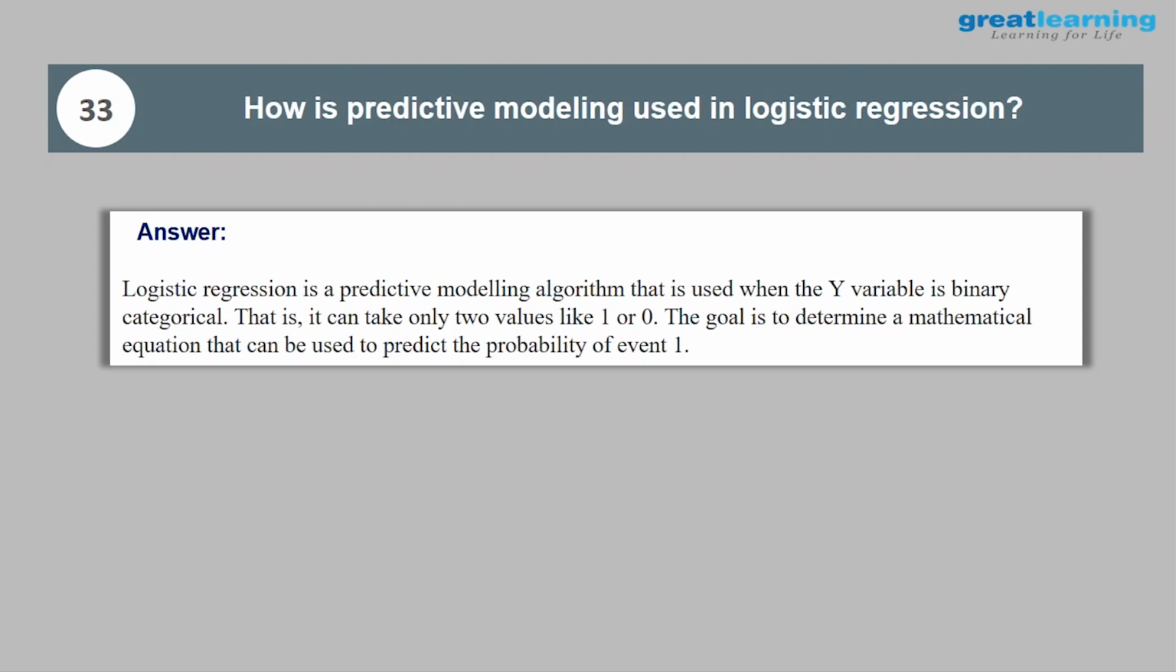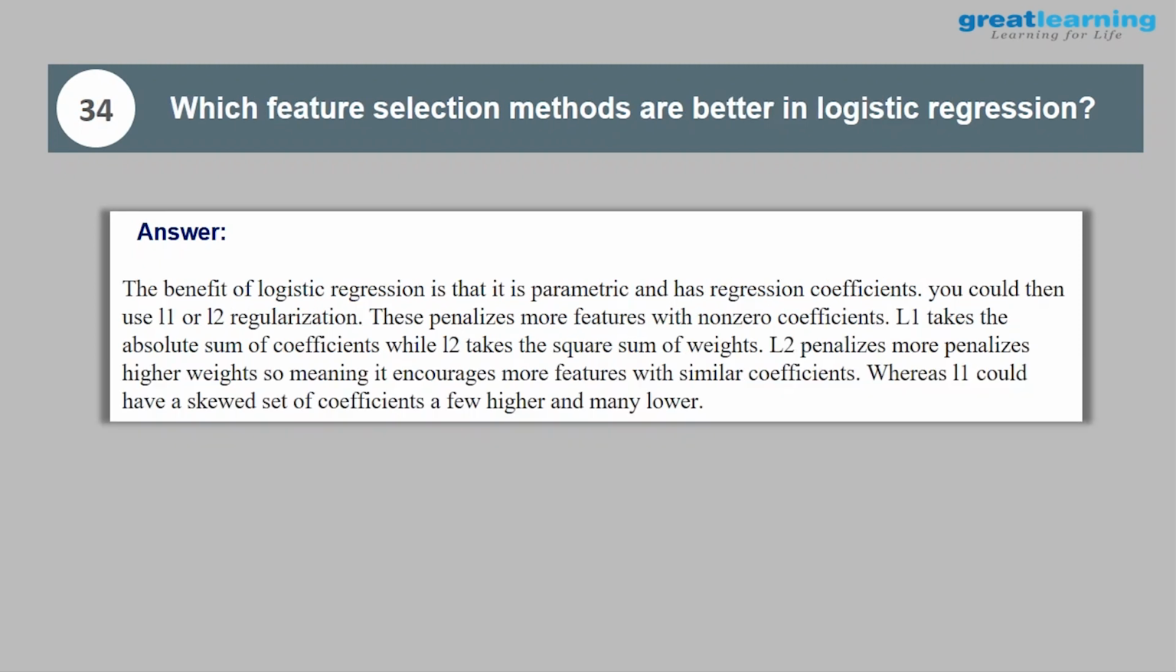Now let's have a look at how predictive modeling is used in logistic regression. Logistic regression is a predictive modeling algorithm that is used when the y variable is binary categorical. That is, it can take only two values like 1 or 0. The goal is to determine a mathematical equation that can be used to predict the probability of event 1.